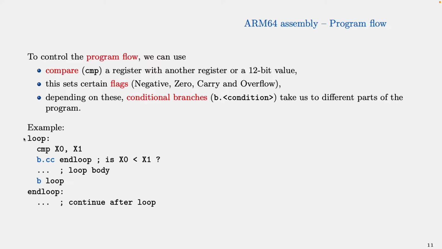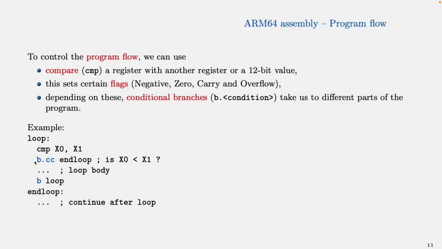Here's a simple example of a while loop that runs as long as x0 is greater or equal to x1. So we have the loop label, which is the beginning of the loop. We compare x0 to x1. Then we have a conditional branch, b.cc, where cc stands for carry clear. So if the carry flag is 0, and this corresponds to the condition that x0 is strictly smaller than x1, and if this condition is met, then we jump to the label end loop, which is behind the loop body. So that would mean we terminate the loop.